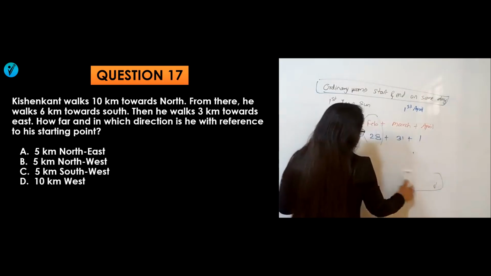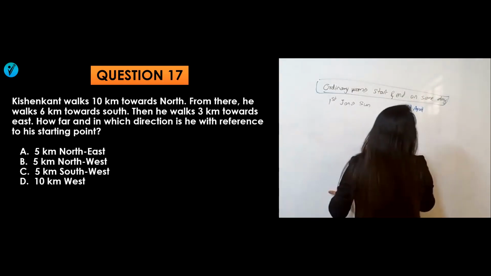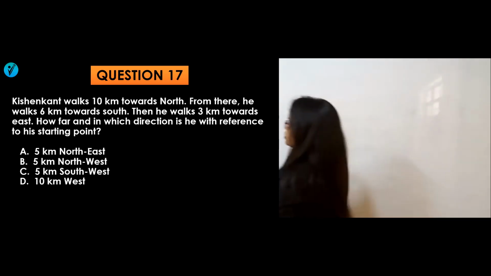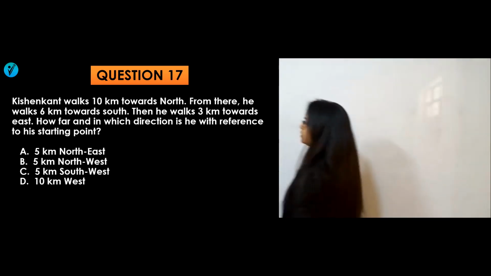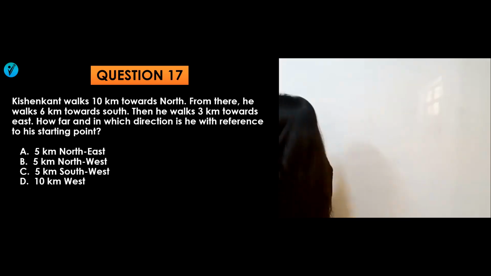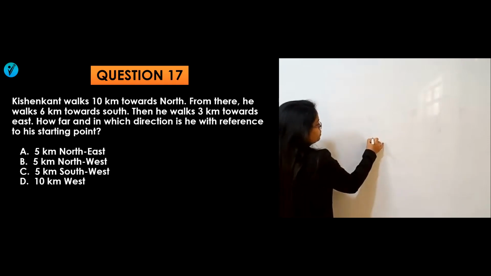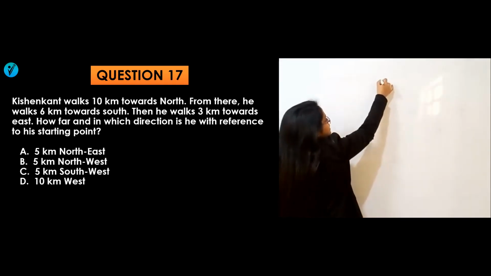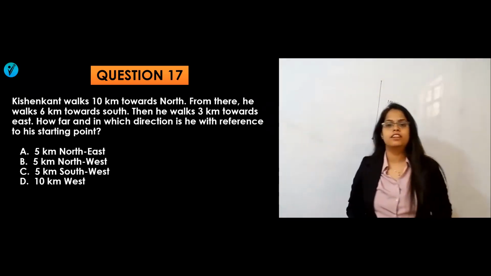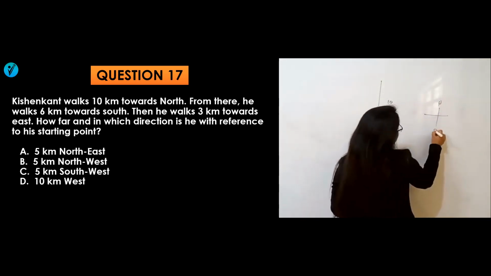Question number 17. What are they saying in this question number 17? Kishan Kant walks 10 kilometers towards the north. From there, he walks 6 kilometers south. Okay. Suppose from this point, he is going 10 kilometers towards the north. Total 10. And from this point, again 6 kilometers south. South means again below side, right? It will again come to this side.